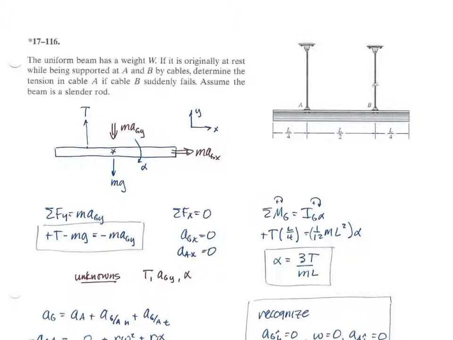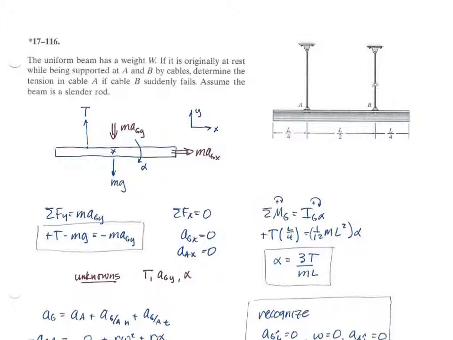Those are the only forces there, so I can sum the forces in the x direction, and I get everything is equal to 0. In the y direction, I got a T minus an mg, and I have a mass times acceleration of G in the y direction. I've defined up as positive, and positive in the x.